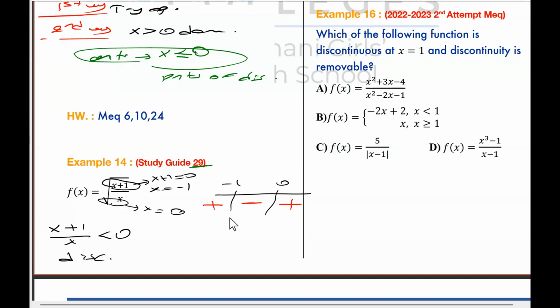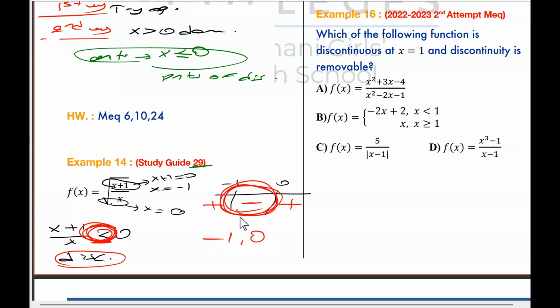So what are you looking for? Which region is your region? You are looking for points of discontinuity. So you look at numbers less than 0. So this is my region, the middle region, from negative 1 to 0.